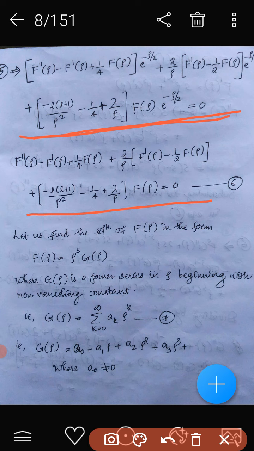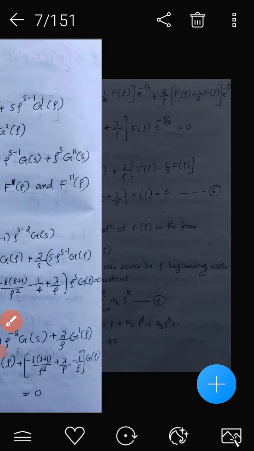So let us find the solution of f of rho in the form f is equal to rho to the power s g rho, where g rho is a power series in rho beginning with a non-vanishing constant. So g rho is equal to summation k is equal to 0 to infinity ak rho to the power k, then we can expand this form, then we'll get a power series, that is a0 plus a1 rho plus a2 rho square plus etc., where a0, the first term, is a non-vanishing constant. It is a non-zero term, that is a0 is not equal to 0.